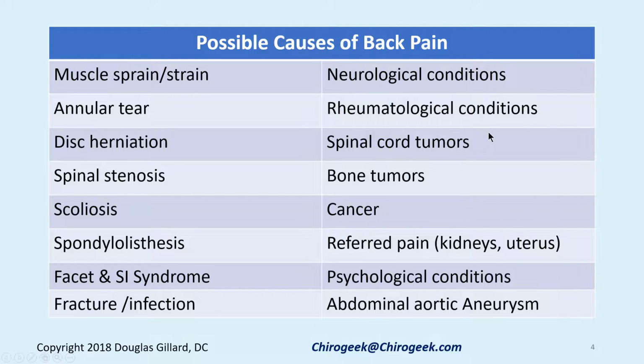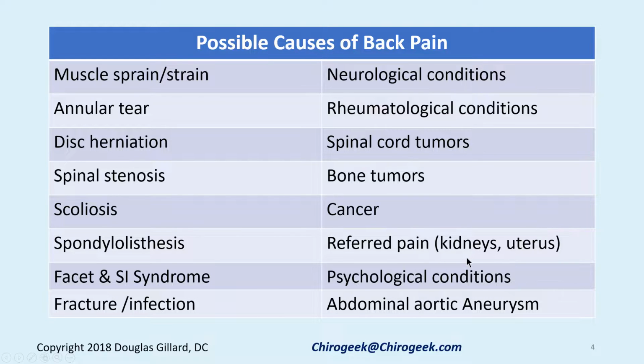Spinal cord tumors, bone tumors, cancer. Then you can get something called referred pain, where the back isn't hurting at all, but it's getting pain referred to it. It's like when someone gets a heart attack. Where do they get the pain? We've all seen the movies. They get pain down their left arm, and really they can get pain in their jaw or in their middle back. The heart attack has nothing to do with their left arm, but that's called referred pain, right?